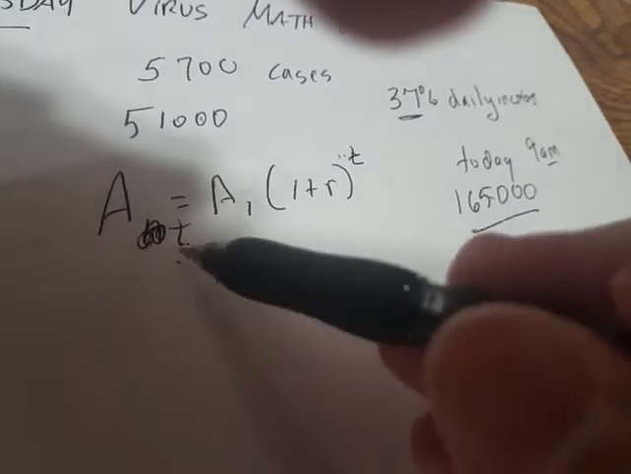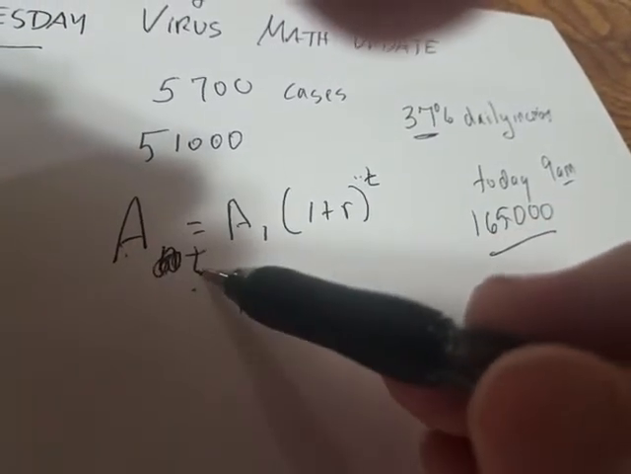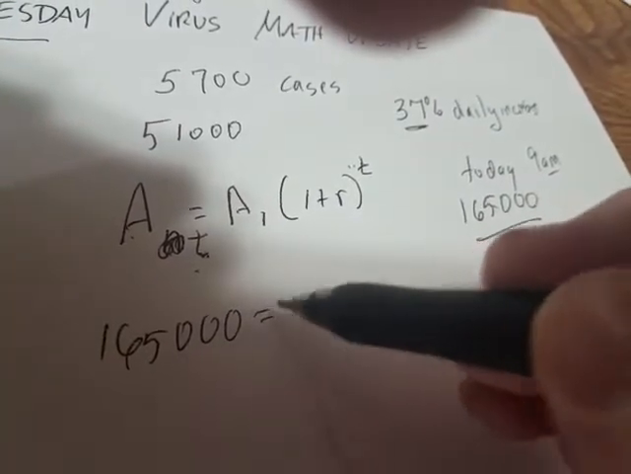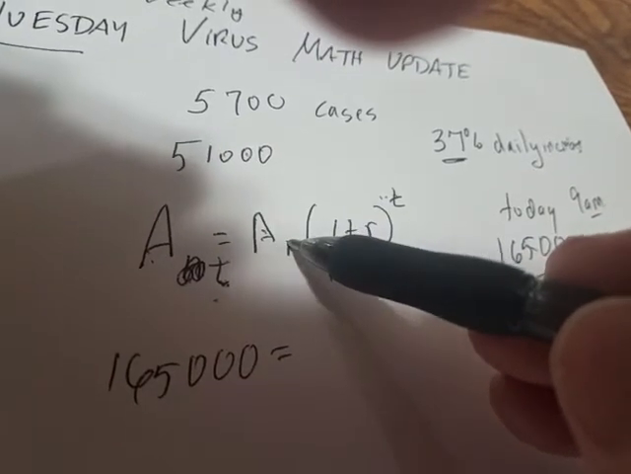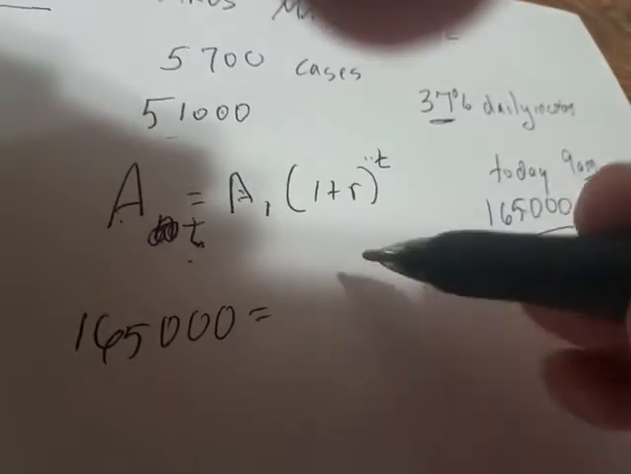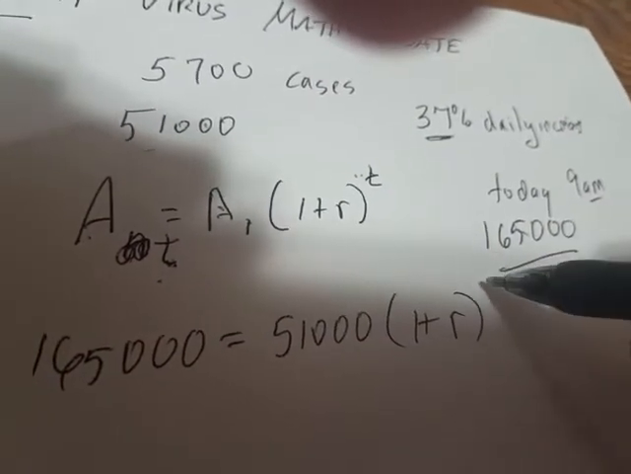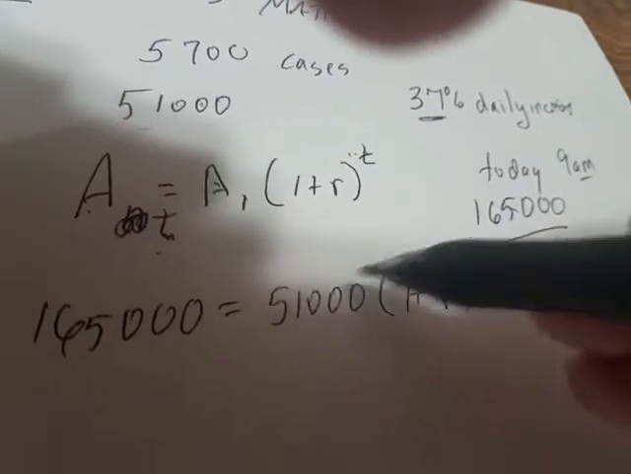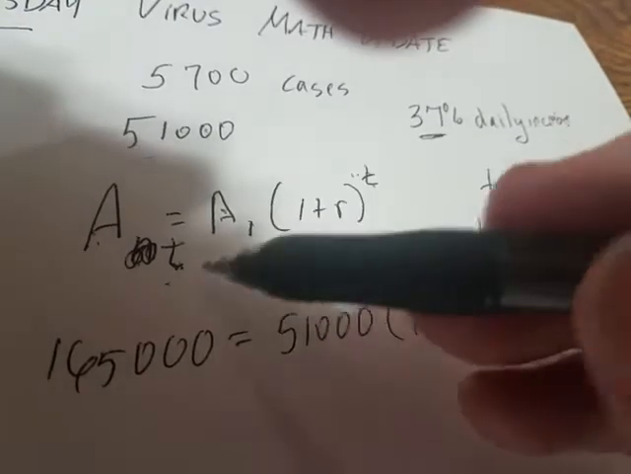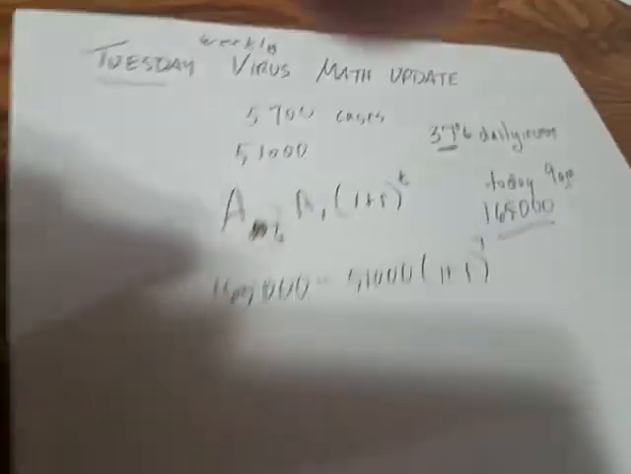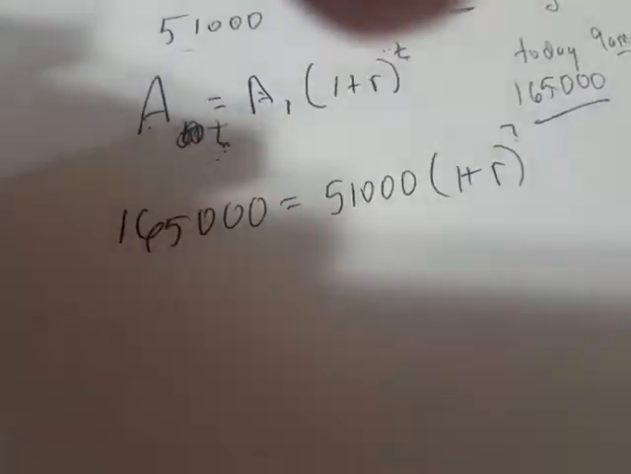So we're going to put in a sub t, which is the amount after 7 days, 165,000, equals a sub 1, which is the beginning amount, 51,000, times 1 plus r, we don't know what r is, raised to the 7th power, 7 days. See? 7, 7. Gotta use the same variable. I don't know what I was thinking last week. Now if any of you see a flaw in this math or this reasoning, feel free to let me know.